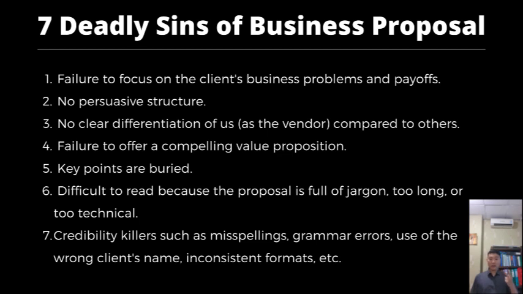The second mistake is the lack of persuasive structure. It would make our business information sound like an information dump. The third mistake is that there is no clear differentiation between us as the vendor and other vendors. If we cannot distinguish ourselves from other vendors, we would sound exactly like the other vendors, and therefore it is less likely for them to notice our advantage as a vendor. The fourth mistake is our failure to offer a value proposition to our client.